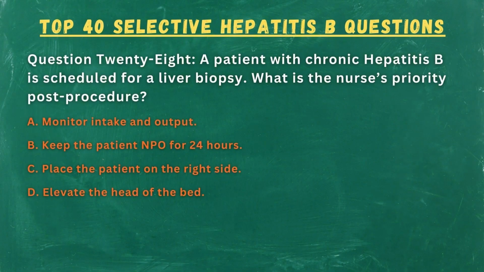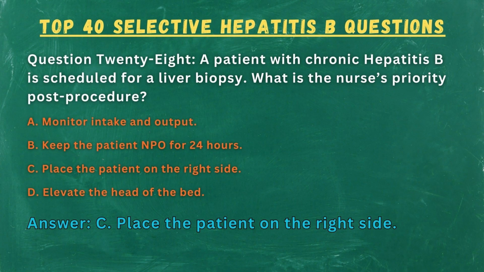Question 28. A patient with chronic hepatitis B is scheduled for a liver biopsy. What is the nurse's priority post-procedure? A. Monitor intake and output. B. Keep the patient NPO for 24 hours. C. Place the patient on the right side. D. Elevate the head of the bed. Answer. C. Place the patient on the right side.